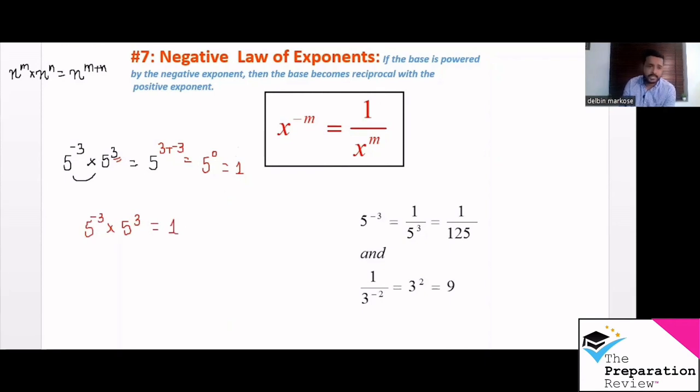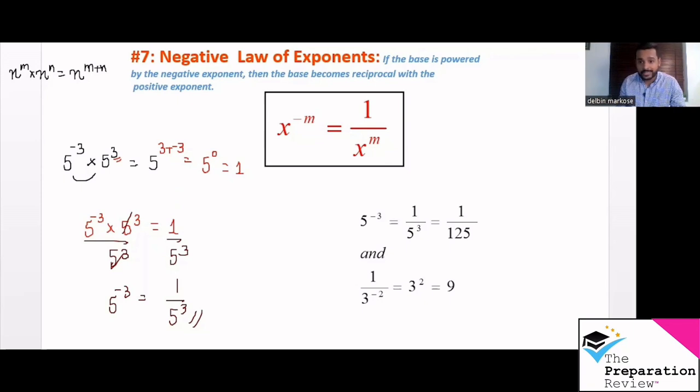So let's divide both sides by 5 raised to 3, because I have to do the operation on both sides. What is remaining here? 5 raised to negative 3, that's 1 by 5 raised to 3. I hope it makes sense. So the same thing: x raised to negative m equals 1 by x raised to m. Why are we saying that? The same reason, I hope it's clear.